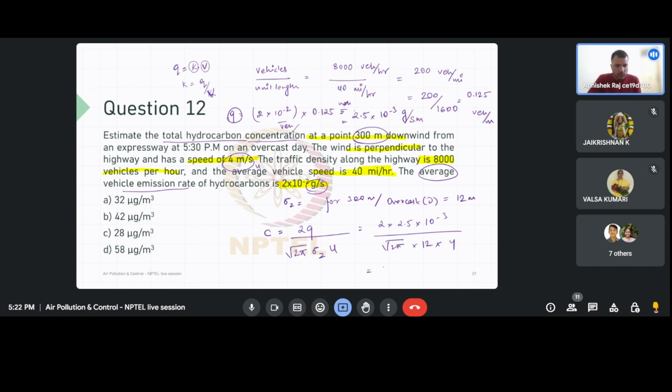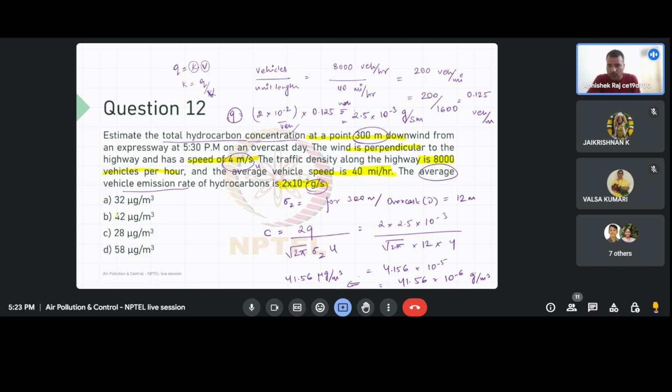So this is coming out as 4.156 × 10^-5. Let's do this as 41.56 × 10^-6 grams per meter cube. So again, same thing we'll do. We'll take the product with 10^6. So this will come as 41.56 micrograms per meter cube. You can round this off as 42.